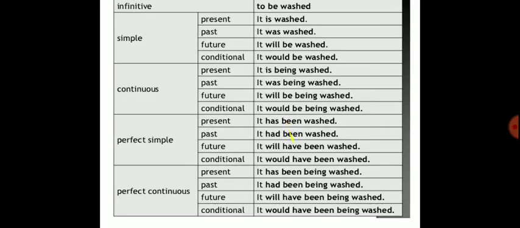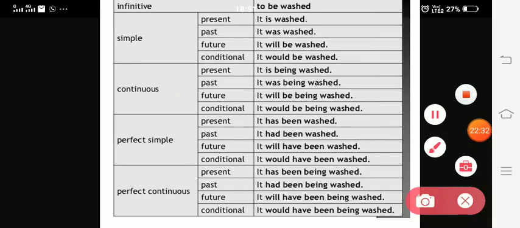Okay, so here is the chart when you are going to convert the active into the passive voice. How you are going to convert the simple present for the passive, how the simple past, simple future, like that, continuous also, present continuous, past continuous, future continuous, conditional continuous. So this chart is very useful to you.